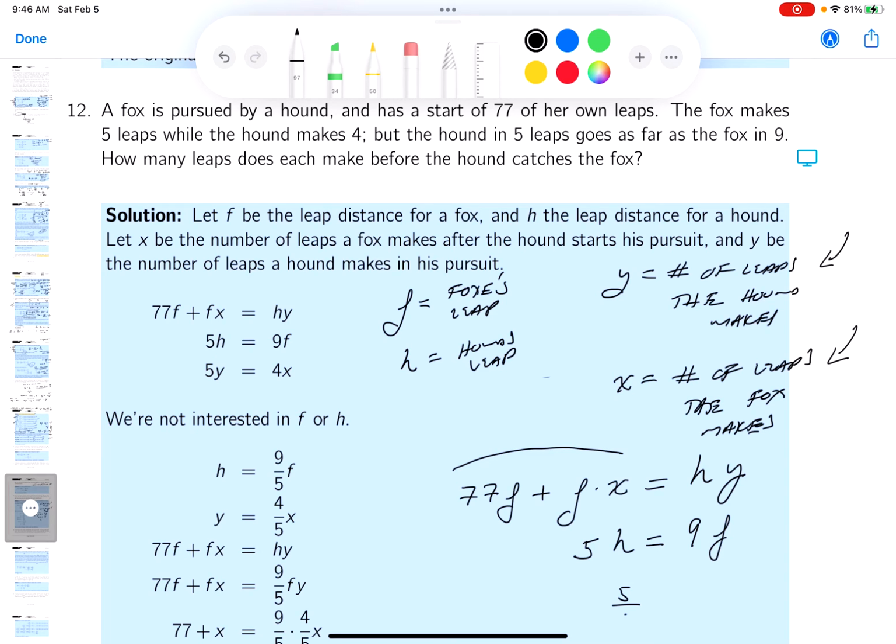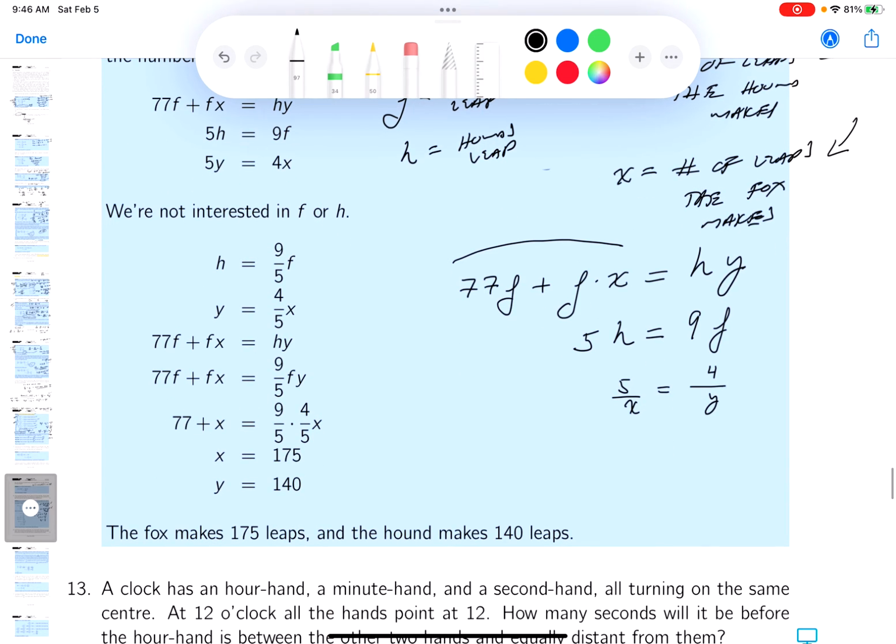Over x. I'm setting up a proportion, by the way. And then it goes on to say the hound makes 4, and I'm making a proportion. All right, so 5 over x equals 4 over y. They're giving me a relationship here, right? So I've got to make that a little bit simpler. So I'm going to write down 5y is equal to 4x.